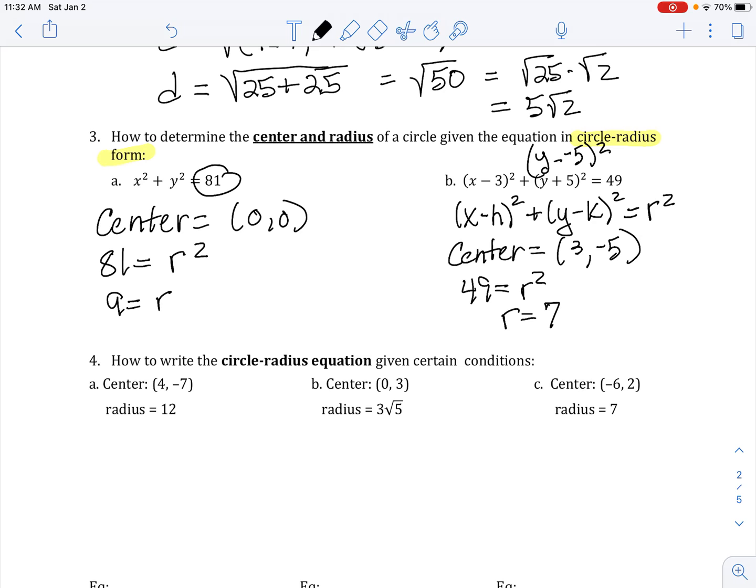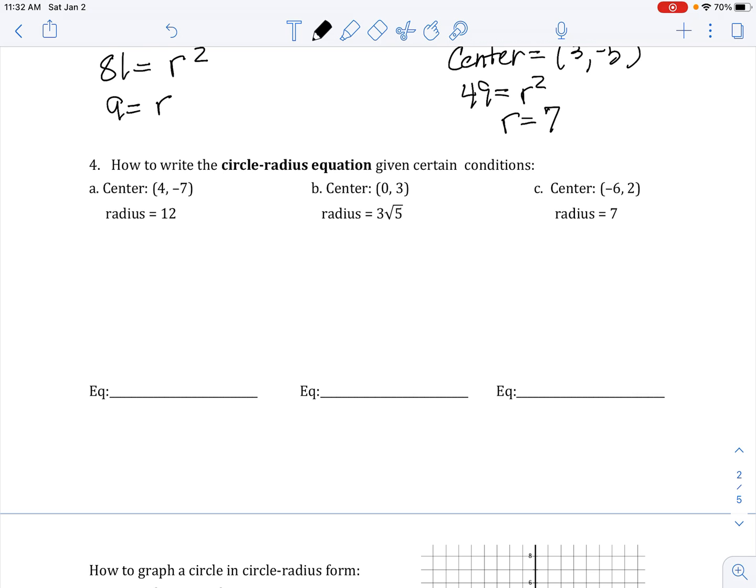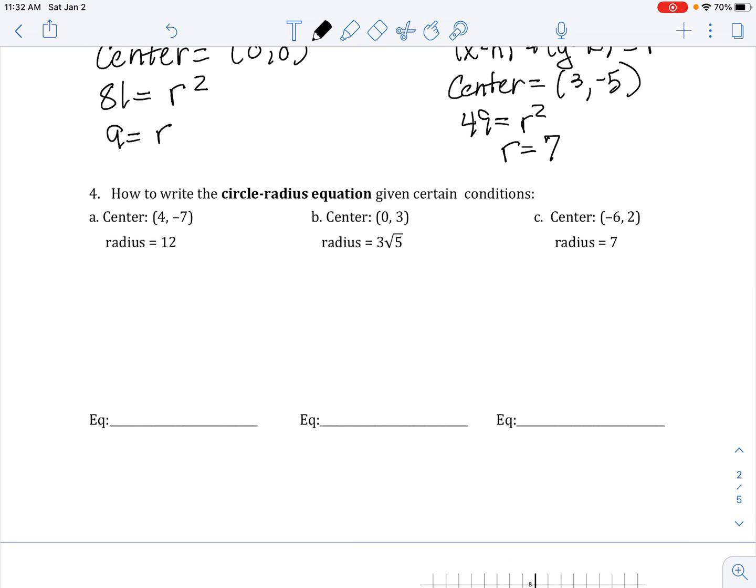So 3 units to the right, 5 units down. All right, now let's do this the opposite way. Given the center and the radius, now let's create the circle radius form or the standard form. So that means 4 comma negative 7 represents h comma k. R is 12. So I'm going to substitute 4 in for h and negative 7 in for k.